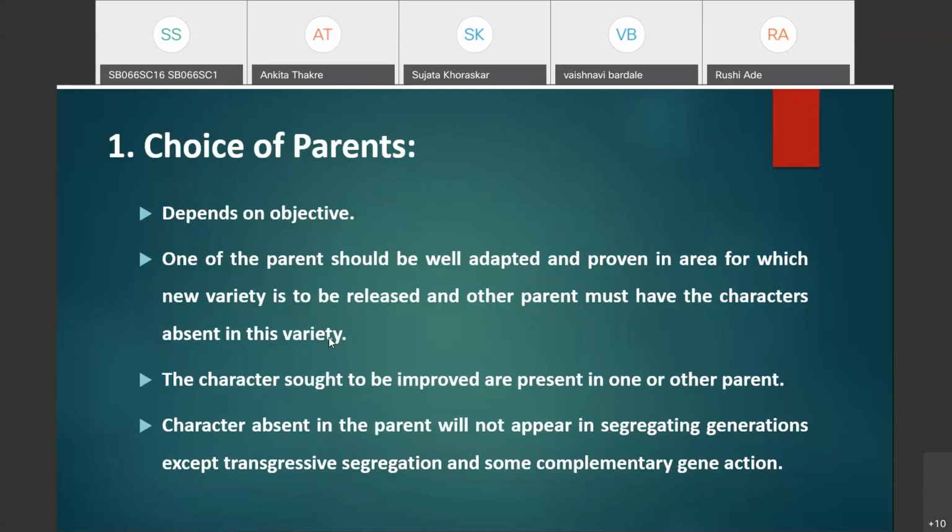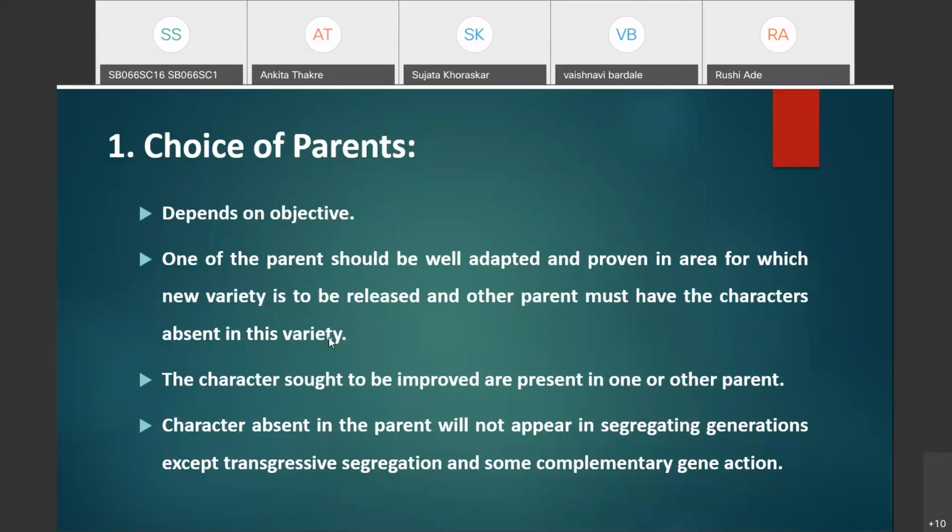Later on, one should remember that a character absent in the original parents will generally not appear in the segregating generations, except through transgressive segregation and some complementary gene actions, for example some gene interactions. Thus the choice of parent is the basic step in the hybridization program.